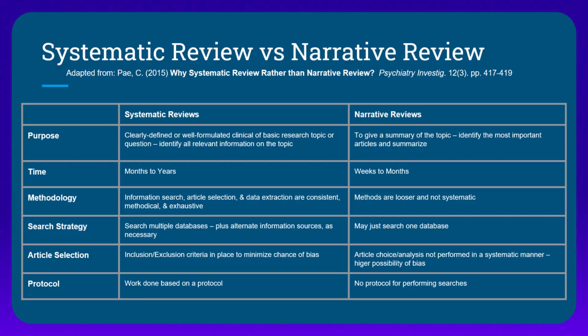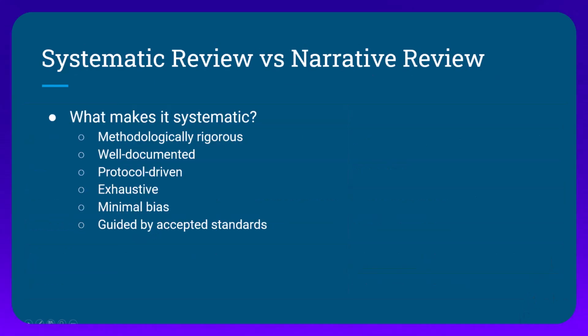The last element that I discuss here is protocols. Systematic reviews are typically performed based on a predefined and sometimes registered protocol, which gives a roadmap of steps that the authors will take to ensure that their process is inclusive, broad, and as free of bias as possible, in contrast to narrative reviews, which typically are not performed based on a protocol.